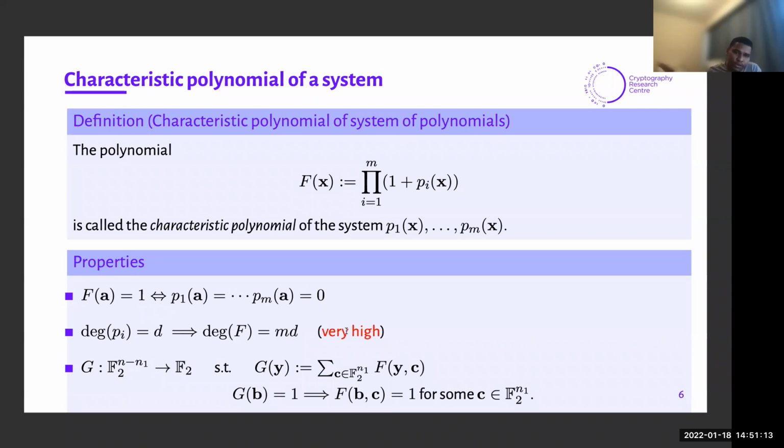So we turn to a different polynomial. This polynomial is G, and it's defined in this way. Now G doesn't have n variables, but n minus n1. You fix one vector of length n minus n1, and you evaluate the polynomial f on all the remaining variables, and then you add the results together. The main property of this polynomial is the following. Whenever this polynomial is 1, then we know that the polynomial f is 1 for at least one vector c. So if we find a b making g equal to 1, that b is already part of one solution. We don't know which solution it is part of, but it is part of one solution. So this is the importance of this polynomial g.